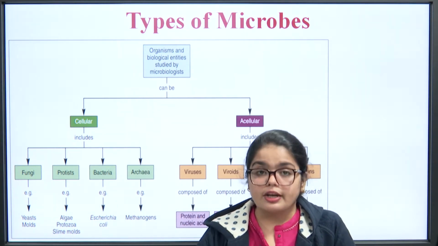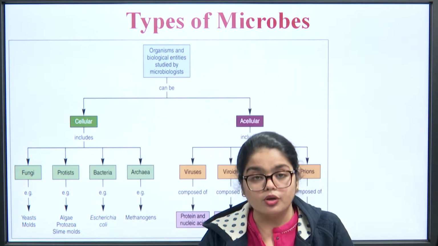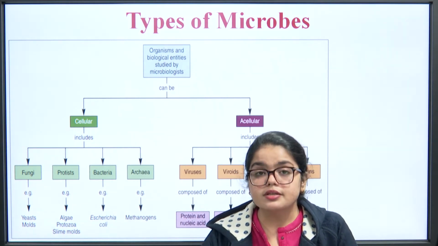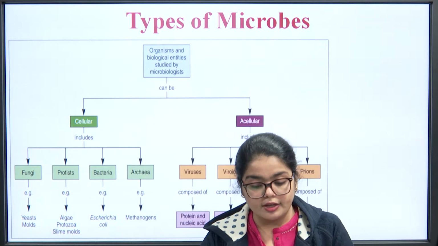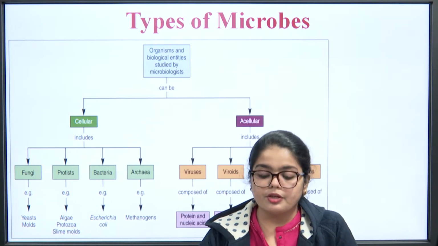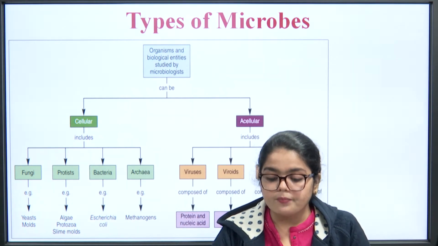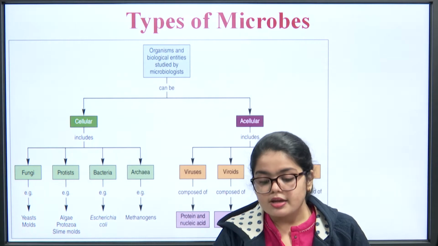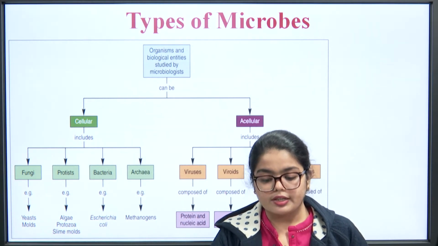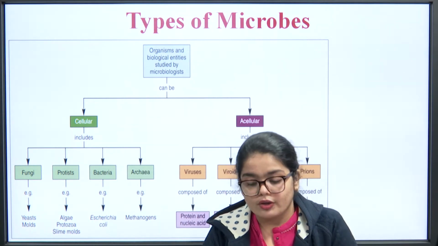When it comes to cellular microbes, first is fungi, examples are yeast or mold. Another is protists, under which come algae, protozoa and slime molds. Then comes the bacteria, the example is Escherichia coli, a very common example. Then comes archaea, an example is methanogens. So, these are the groups with their examples which are the cellular organisms.